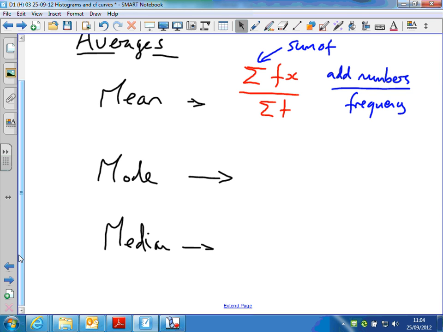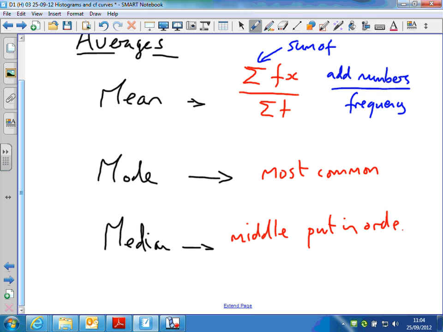Mode? The most common, yes. Median? Correct. Yep, middle, put in order. Obviously, there's no point finding the middle if they're not in order, so you put them in order of size, and then you find the middle value, and that's the median.